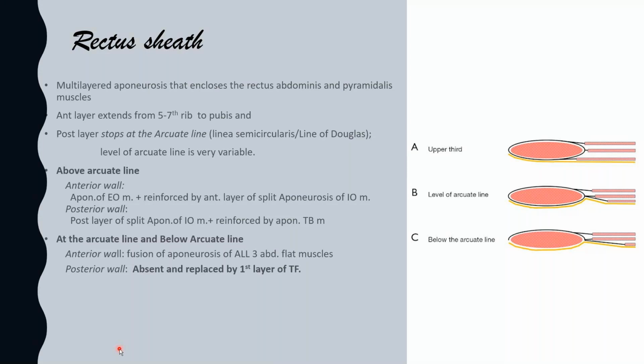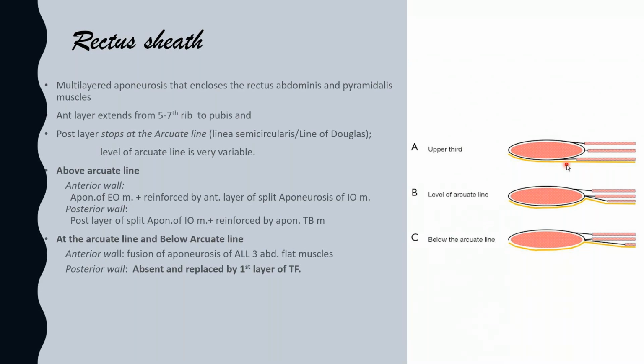Now it has become increasingly important, and we have to remember that above the arcuate line, it has both the posterior sheath and the anterior sheath, with the external oblique, internal oblique and transverse abdominis, the internal oblique sending an anterior division and a posterior division, right? Below this, the yellow is the transversalis fascia.